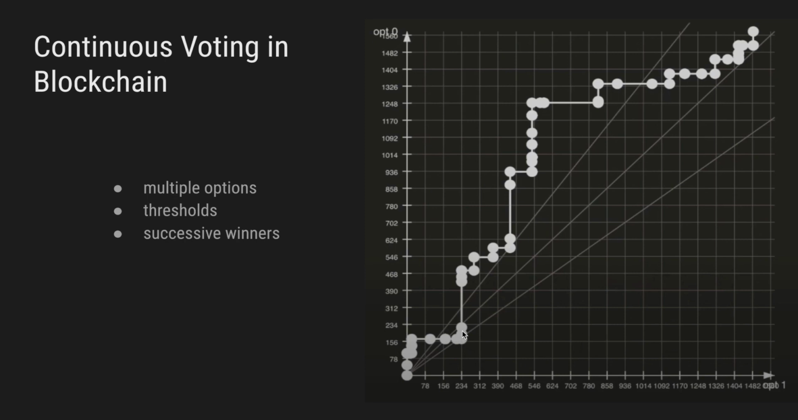And then option 0 starts getting even more votes and passes its threshold here. So at this point, option 0 is again the winner. And after this moment, option 0 remains the winner because it remains beyond the threshold that would switch the vote.